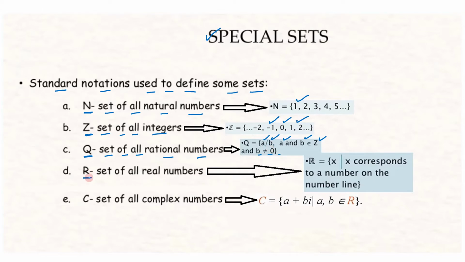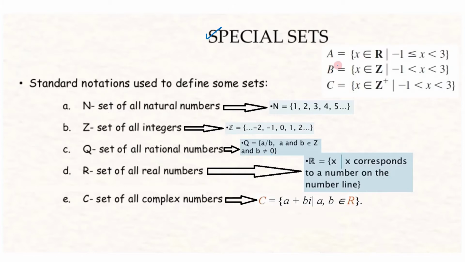We'll be using capital letter R to represent the set of all real numbers. So here we'll be having the set of all x such that x corresponds to a number on the number line. We know that each and every number on a number line represents a real number. And we'll be using capital letter C to represent the set of all complex numbers, where we'll be having a + bi such that a, b both belong to real numbers. So now here we are having examples to understand these standard notations.